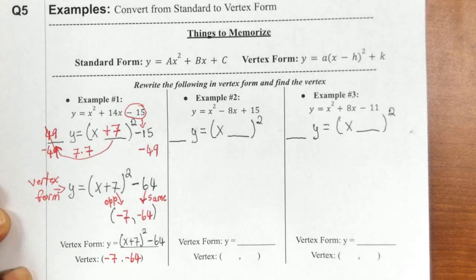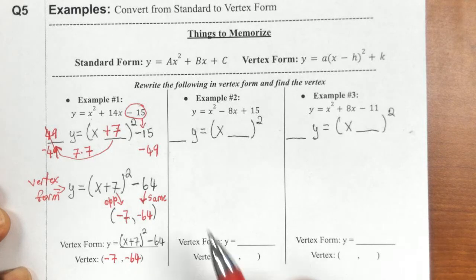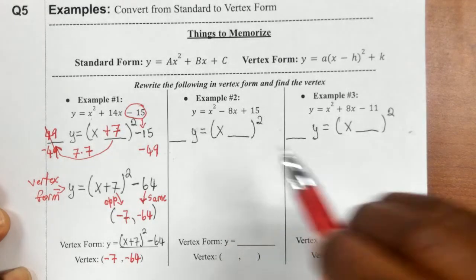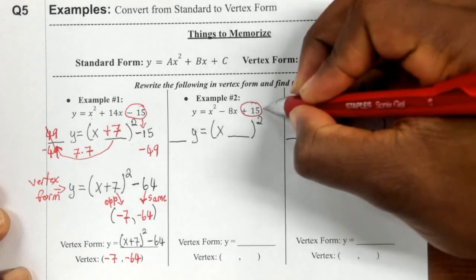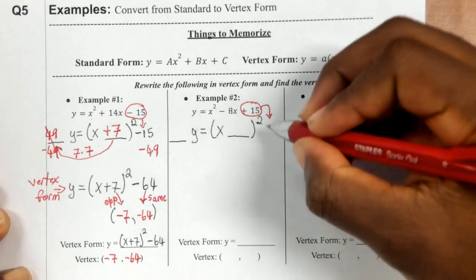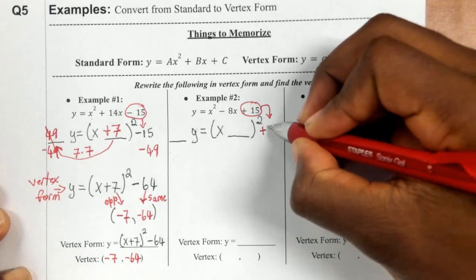Okay? So let's try the next one. Again, we already have our setup, so now let's use our setup. The first thing you're going to do, guys, is whatever your constant is, I'm going to bring it down, including that positive sign.